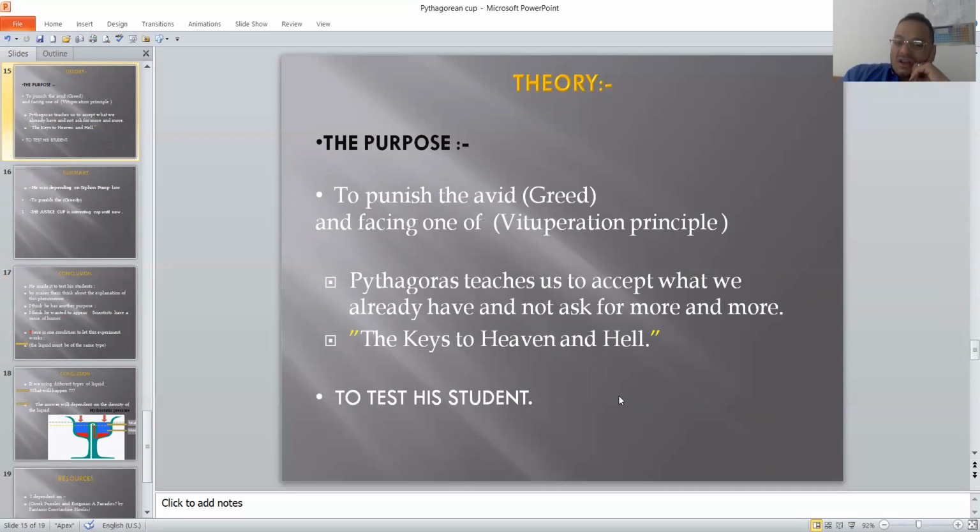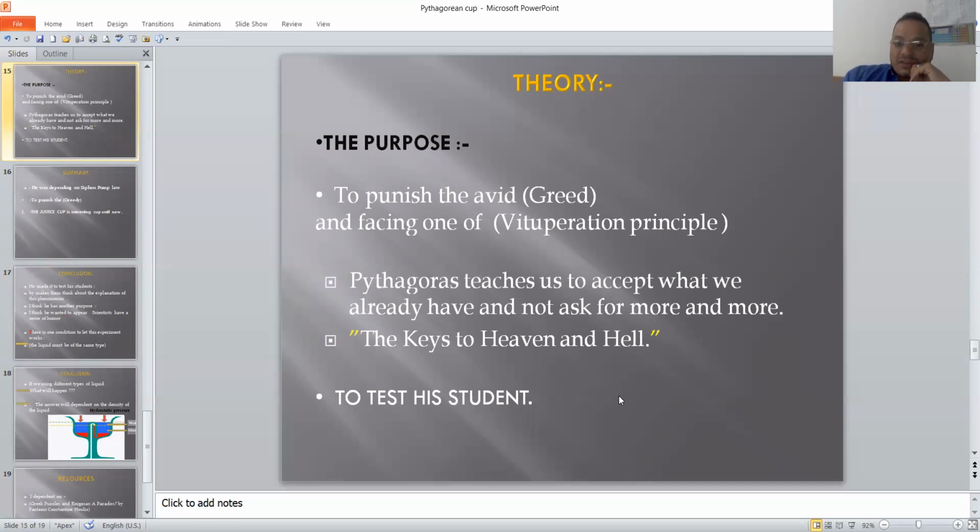Pythagoras teaches us to accept what we already have and not ask for more and more. That's the similarity between what I'm talking about and the Justice Cup. When we put more water, juice, or anything else, what will happen? We must accept our rights and keep going.